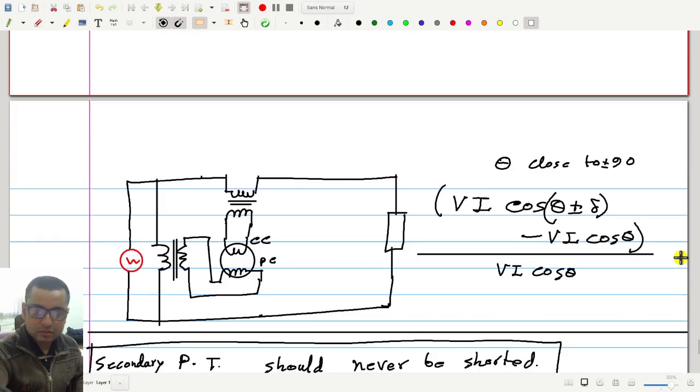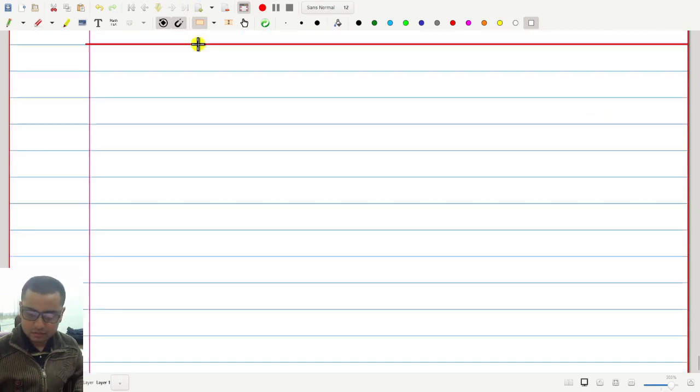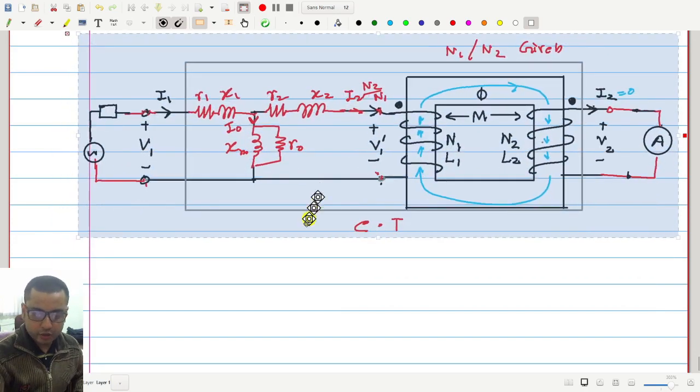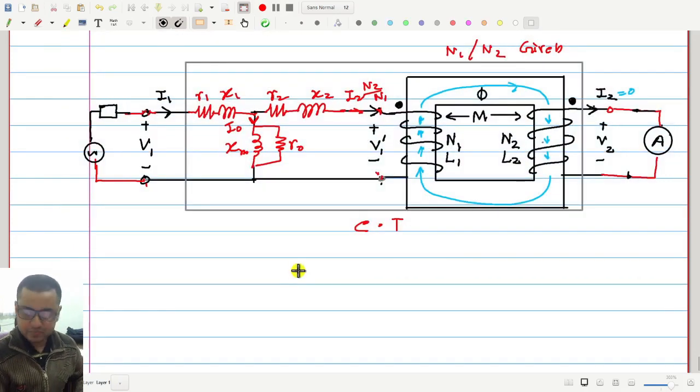Copy, paste. Now we are talking about the current transformer. Okay, so here is the setup. Once again, we have a transformer.